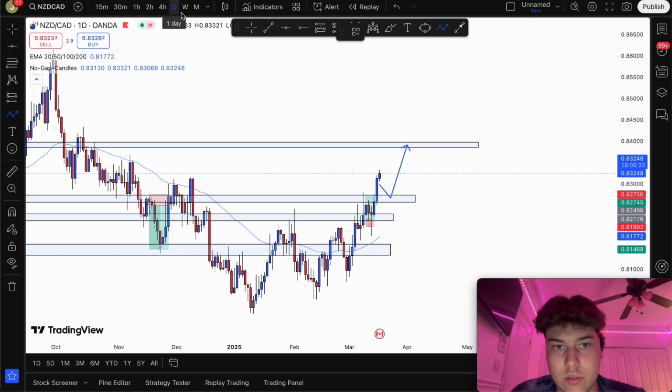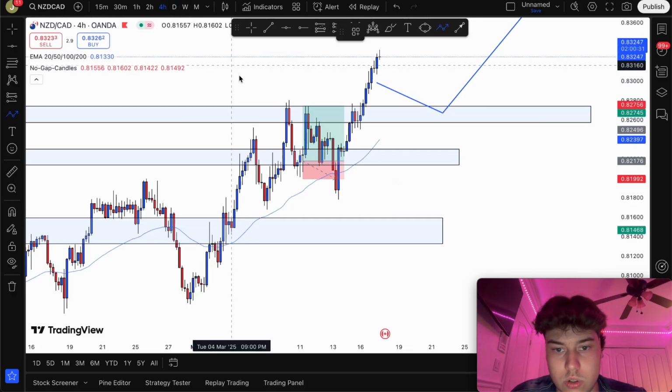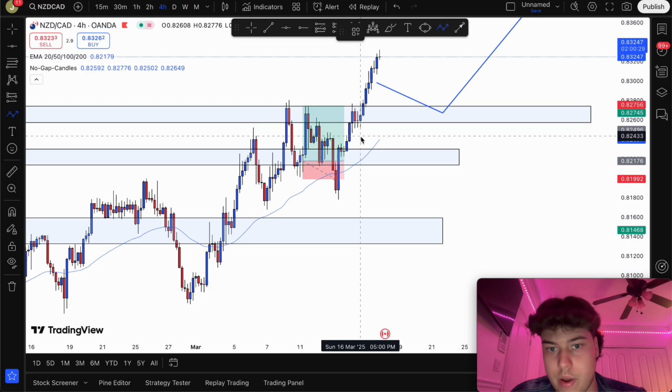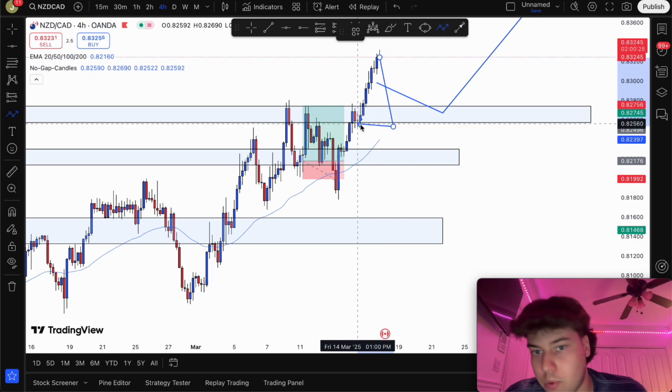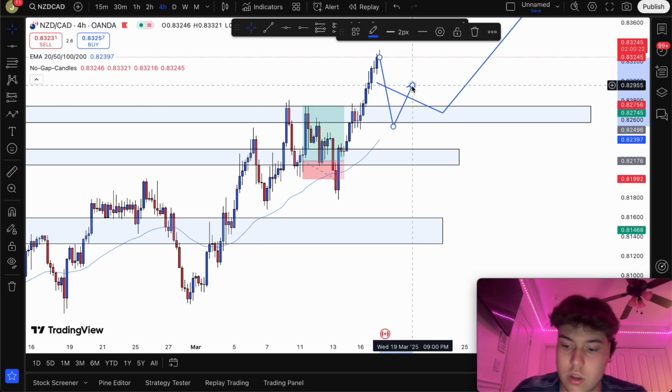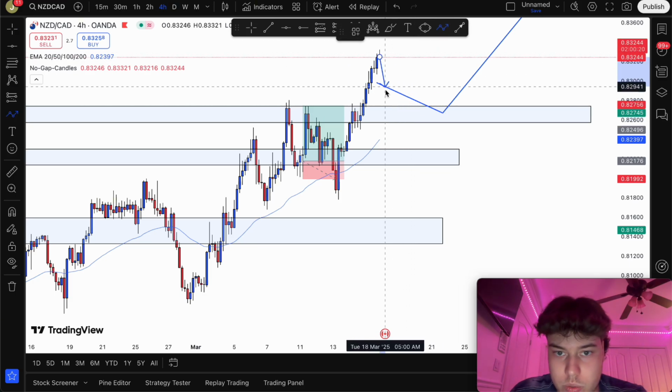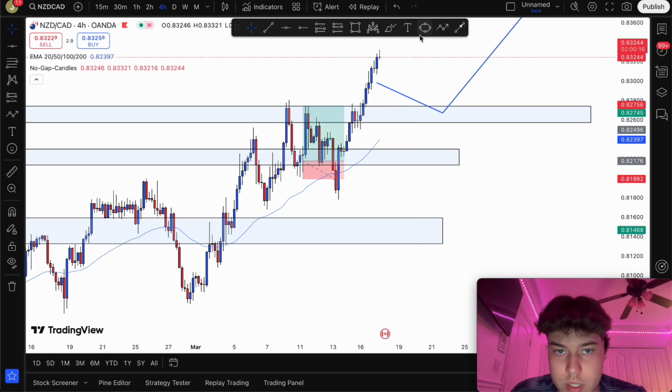So we have the daily and the 4 hour in sync as well. I want to mention that if by any means the 4 hour closes under this structure point, I will not be interested in taking this trade. Although I think price will come down here on the 4 hour and do something like that.